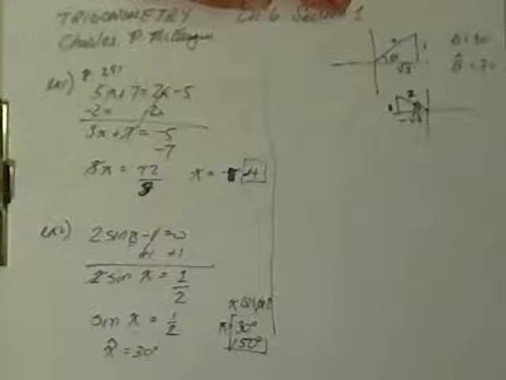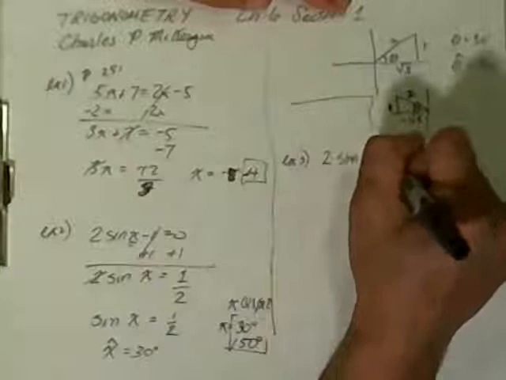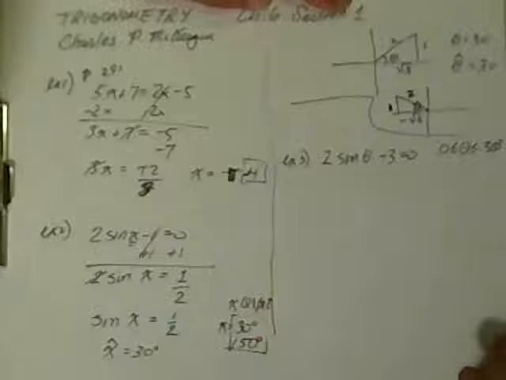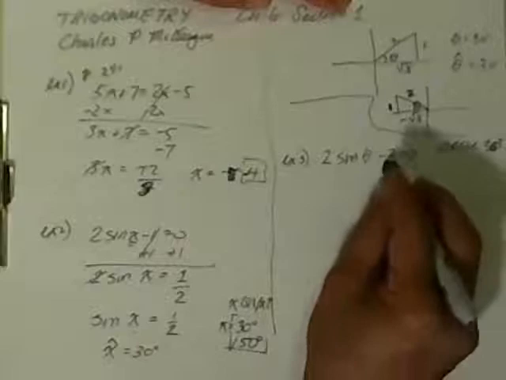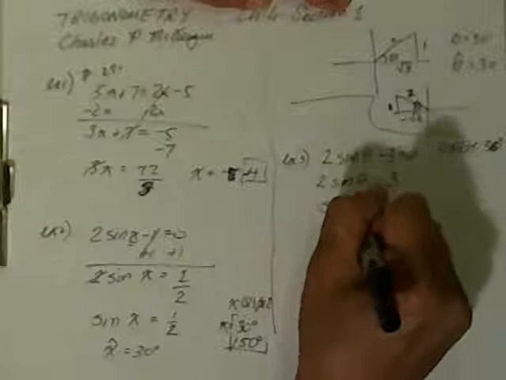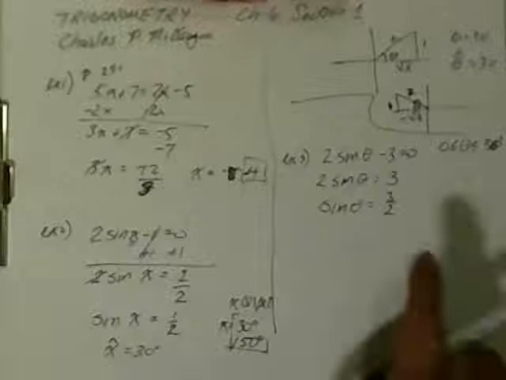Okay, so let's go to example number 3. Just a little bit different. Example 3. 2 sine of theta minus 3 equals 0, and theta is between 0 and 360 degrees. I hope you can all see that. Well, just like before, we add the 3 to the right side, divide by 2. 2 sine of theta equals 3, and then we divide by 2, sine of theta is equal to 3 over 2. Well, what angle will give you 1 and 1/2, or 3/2? In fact, no angle has a sine bigger than 1, so therefore there's no solution.